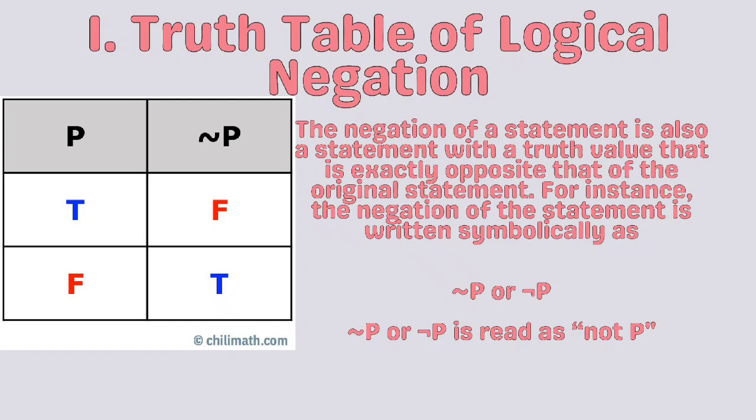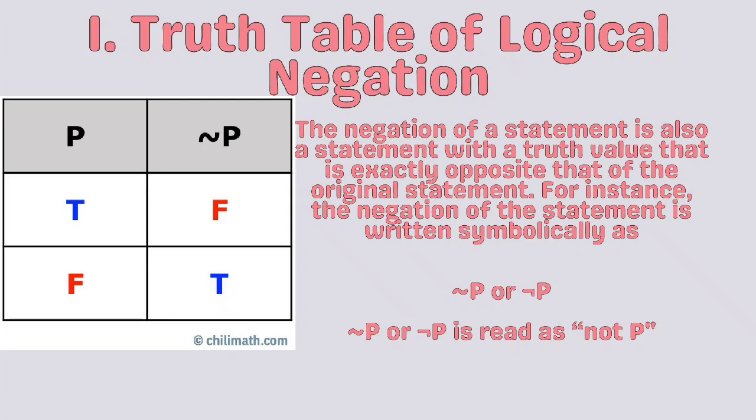First, the truth table of logical negation. The negation of a statement is also a statement with a truth value that is exactly opposite that of the original statement. For instance, the negation of the statement P is written symbolically as tilde P, and it is read as not P. Remember, the negation operator, denoted by the symbol tilde, takes the truth value of the original statement, then outputs the exact opposite of its truth value. In other words, negation simply reverses the truth value of a given statement.